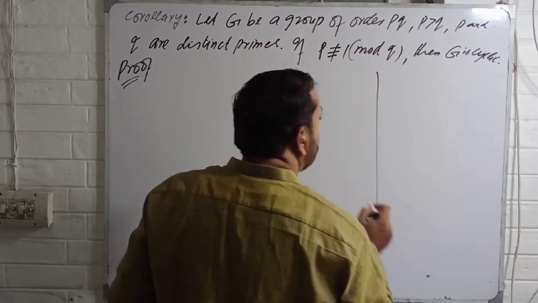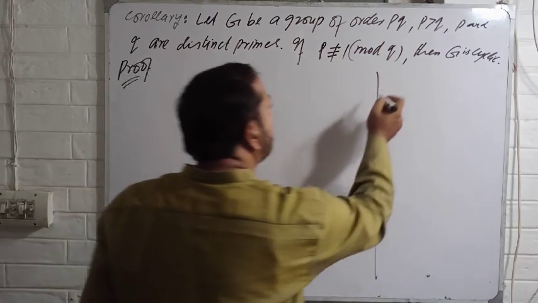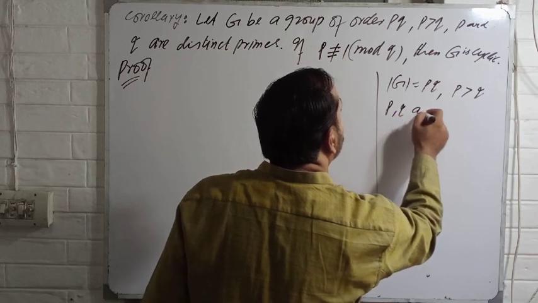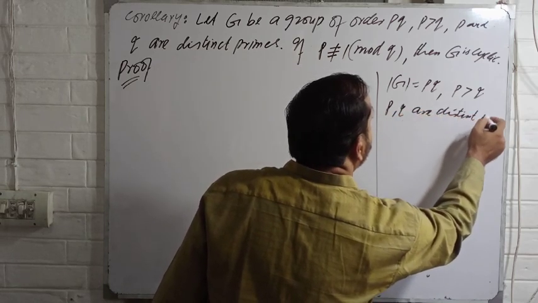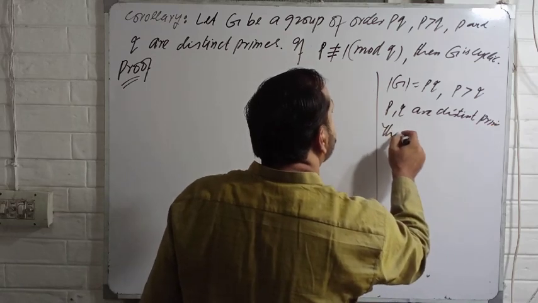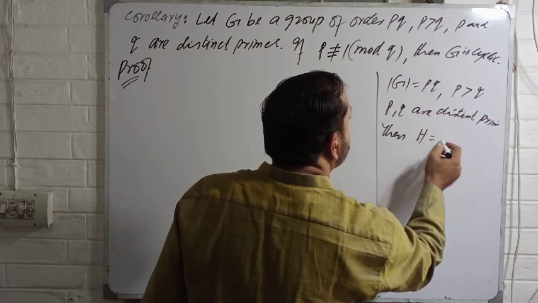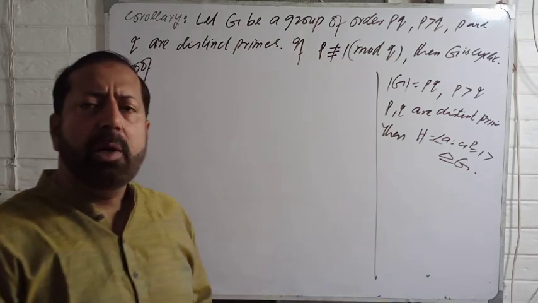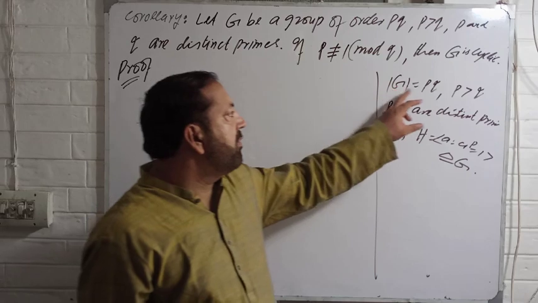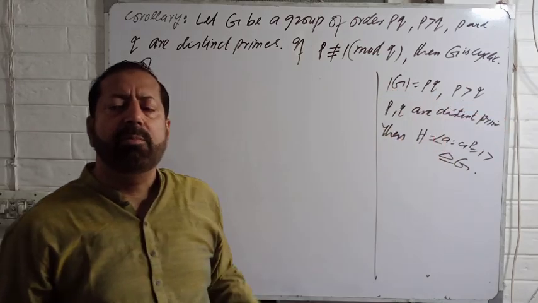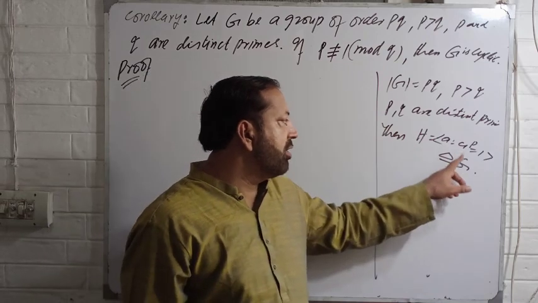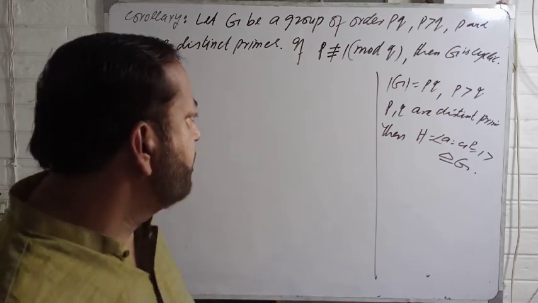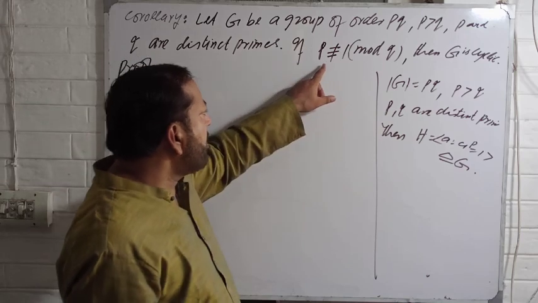Last time you proved a theorem that if the order of G is equal to PQ and P is greater than Q, where P and Q are distinct primes, then H, which is equal to the set of elements with A power P equal to 1, is normal in G. Last time you showed that whenever you have a group of order PQ where P is greater than Q and P, Q are distinct primes, you can always find a subgroup H like this, which is normal in G, corresponding to the larger prime P. So here we are using this condition.